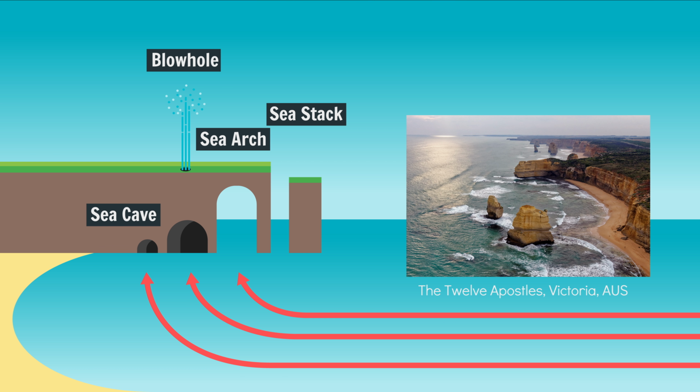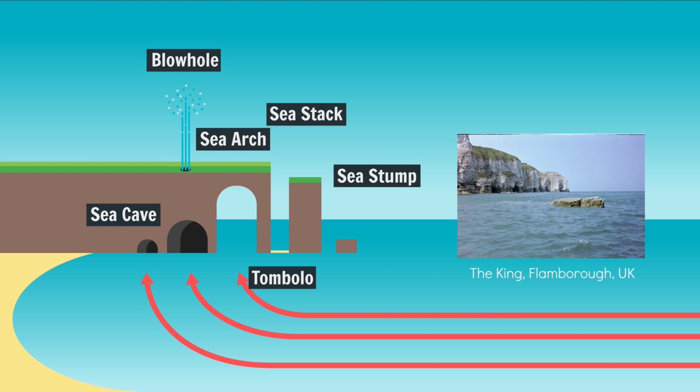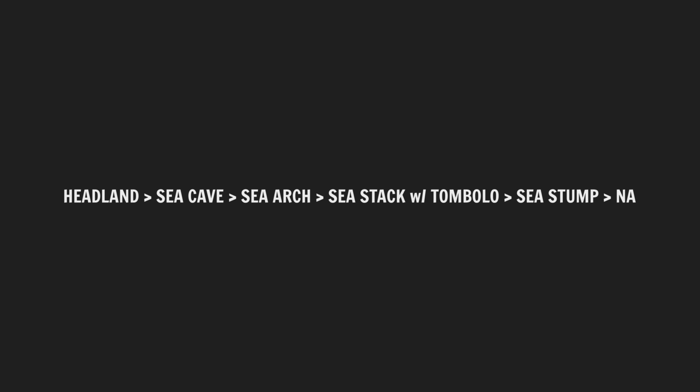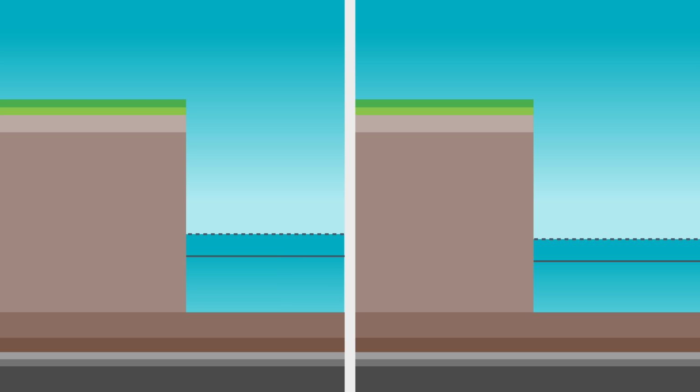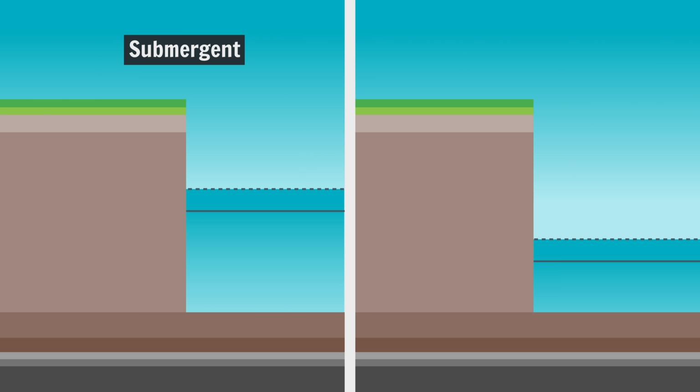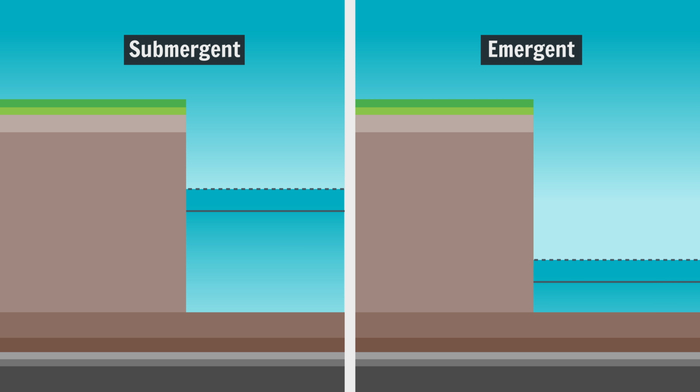The stack now protects the adjacent shore from the waves, so a buildup of sand or gravel can occur, slowly building out a tombolo, a narrow ridge of sediment linking the stack to the mainland. More on these later. Over time, the sea stack will erode to a sea stump and then eventually disappear. So, the evolution of a rocky coast is basically this. Finally, if the sea level rises and or the land sinks, the coast is said to be submergent. If the sea level falls and or the land is tectonically uplifted, a coast is said to be emergent.